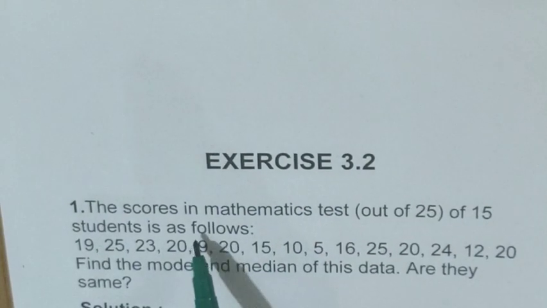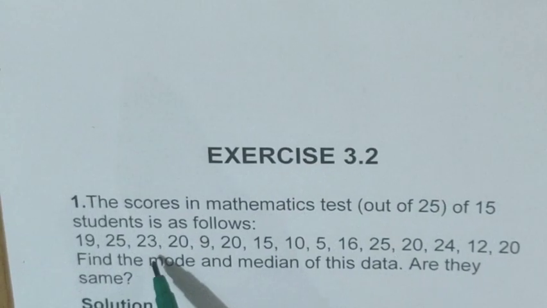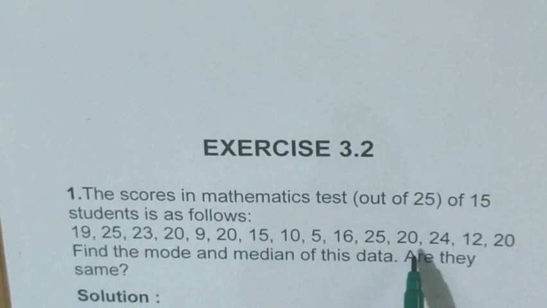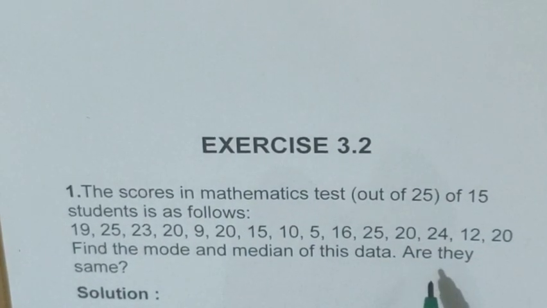Exercise 3.2. The scores in a mathematics test of 15 students: 19, 25, 23, 20, 9, 20, 15, 10, 5, 16, 25, 20, 24, 12, 20. Find the mode and median of this data. Are they same?